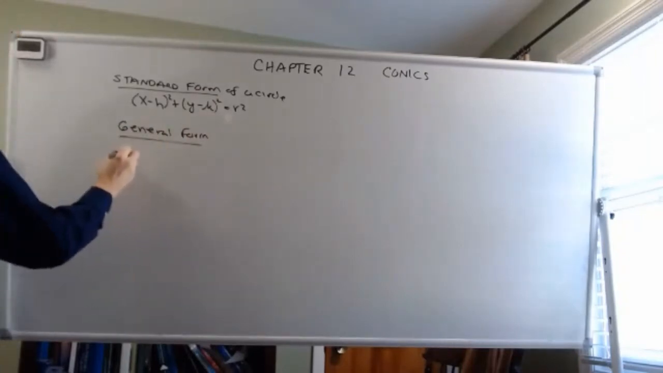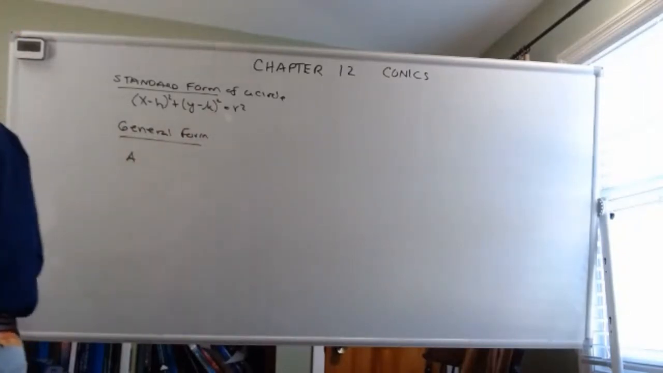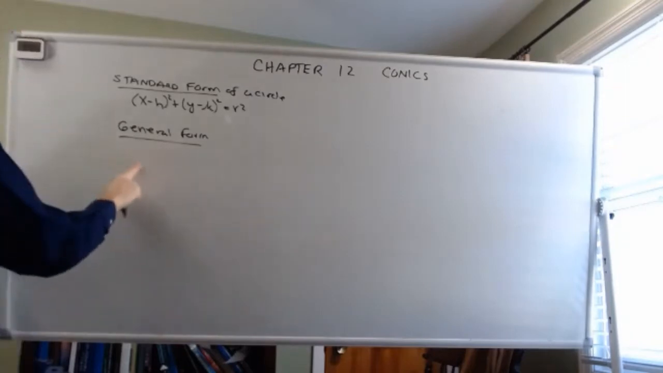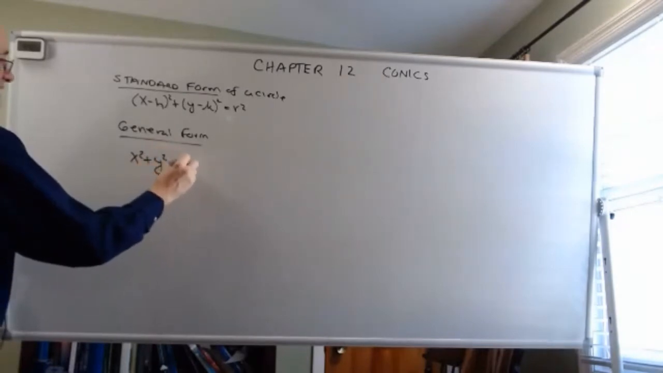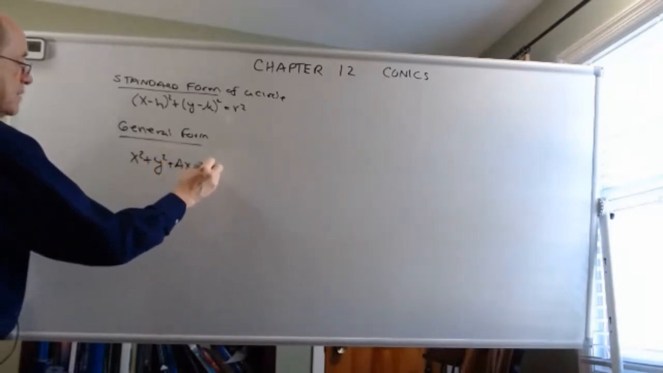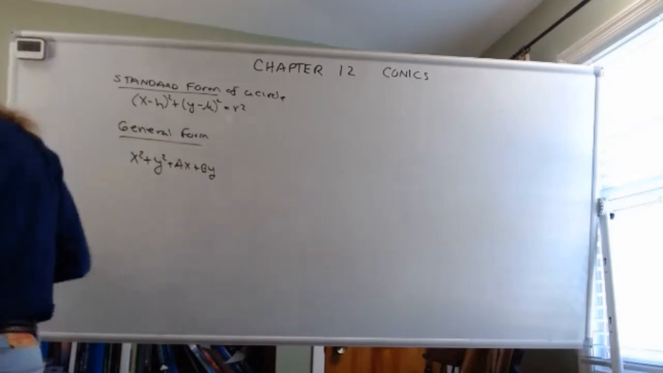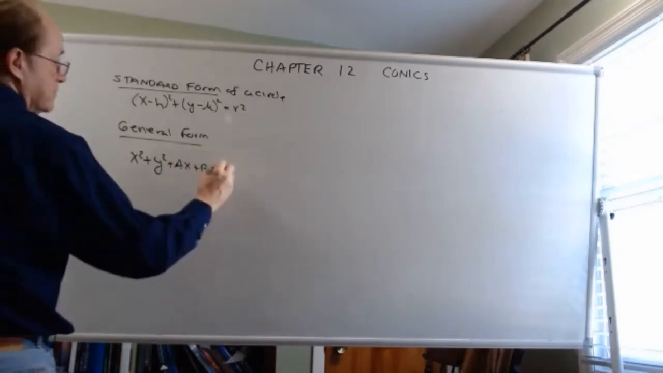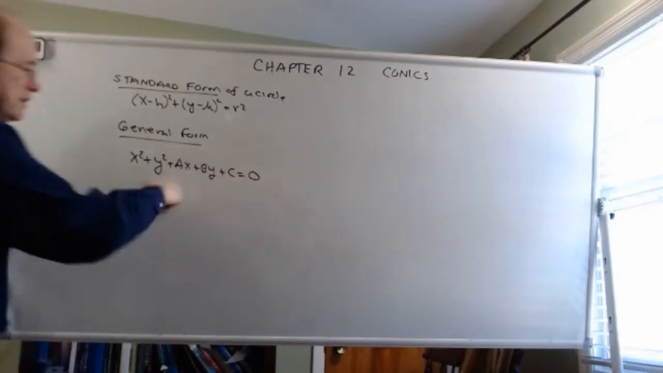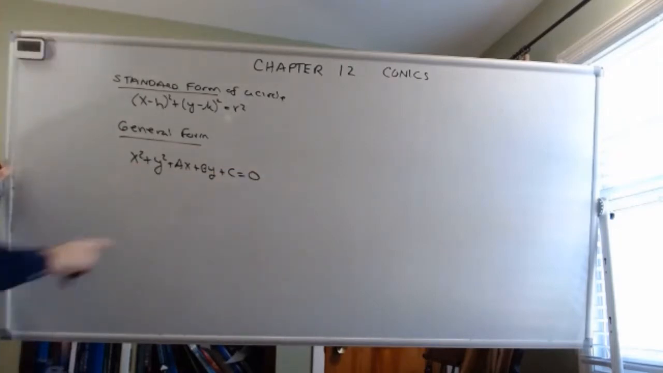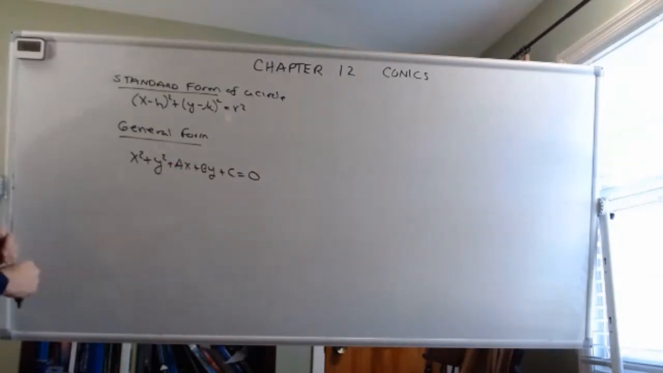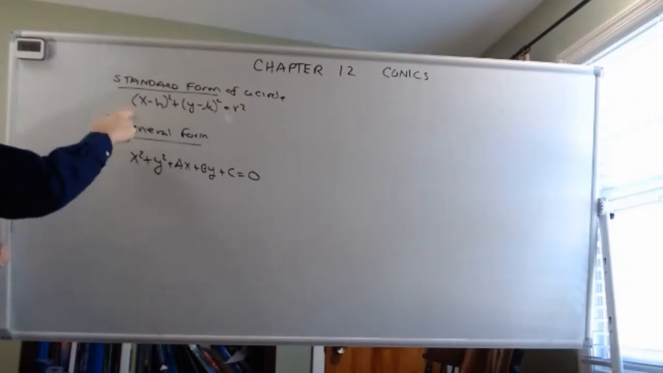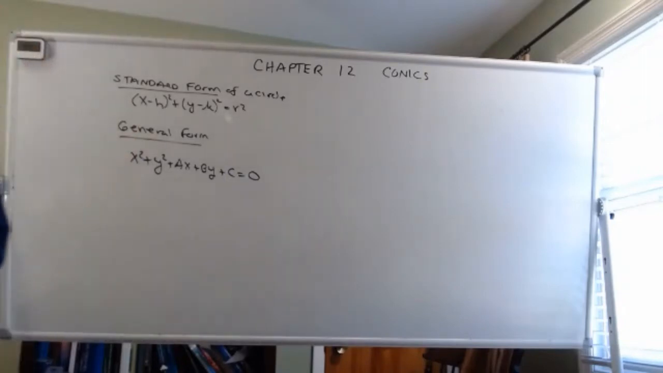which might look like x squared plus y squared plus a times x plus b times y plus c is equal to 0, where a, b, and c are just real number constants. C, in this case, will have to be a negative quantity. Otherwise, you can't have a circle with a negative radius. It's impossible. So we have a standard form and a general form.